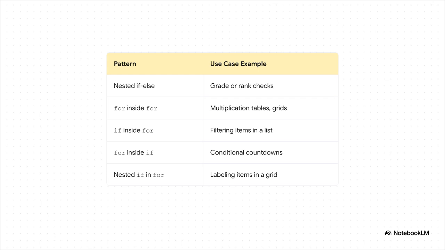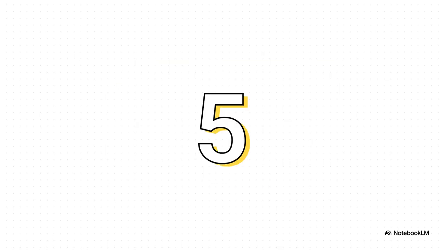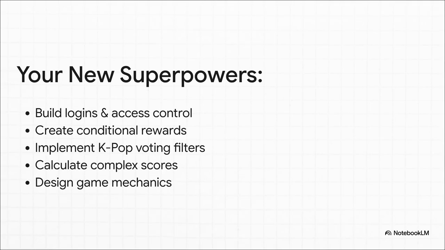Knowing when to use each of these is a real game changer. Mastering this type of logic is absolutely essential. And when you do, you basically gain 5 new coding superpowers. And here they are. You now have the fundamental logic to build secure logins, to create systems of rewards or penalties in a game, to filter data like in a voting app, to calculate complex results, and to design all sorts of cool game mechanics. This isn't just abstract stuff. This is the real logic that makes our favorite digital tools work.